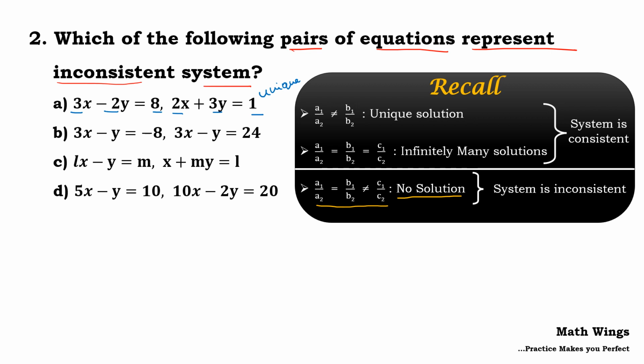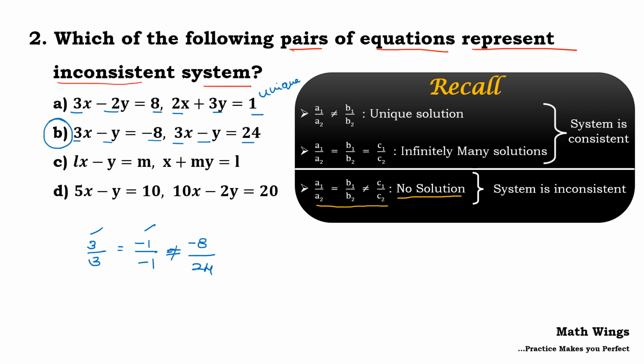If you go to the second option, we have 3 and 3, then -1 and -1, then -8 and 24. If you observe this, we get 3 by 3 equal to -1 by -1, which is not equal to -8 by 24. So here a1 by a2 and b1 by b2 are equal to each other, but not equal to c1 by c2. So we can select this option.